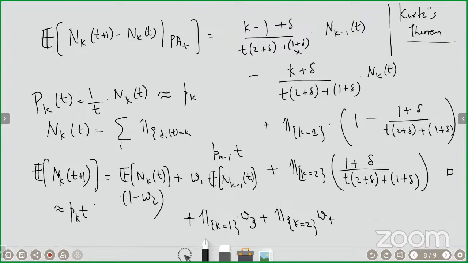Just like backward. Assuming and proving. So guess and prove in some sense. All right, so let's stop here.